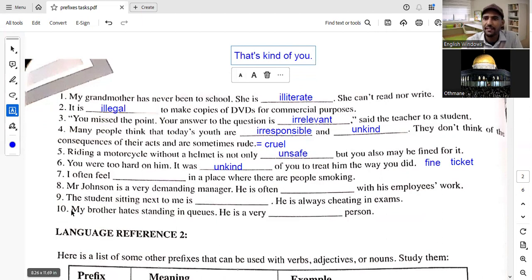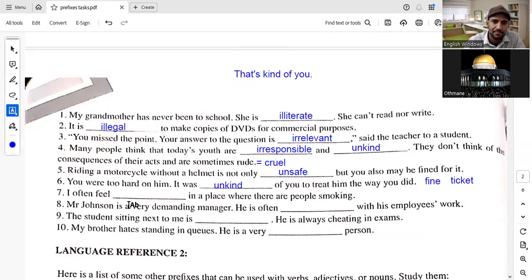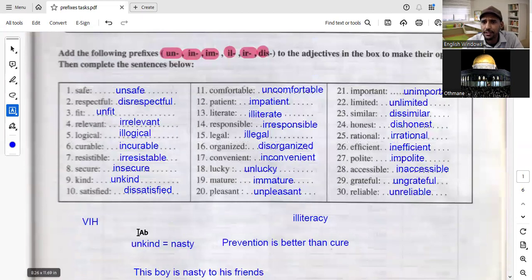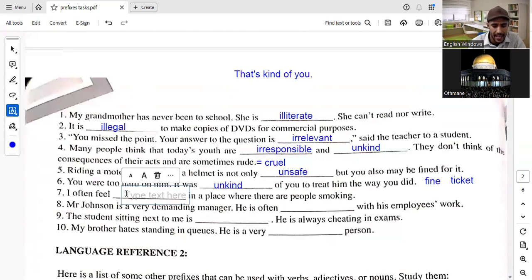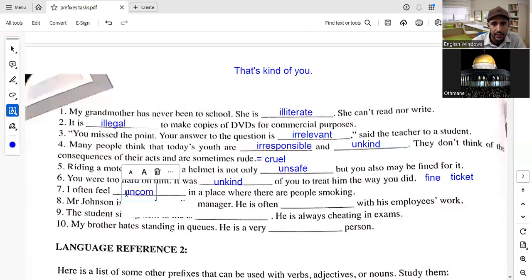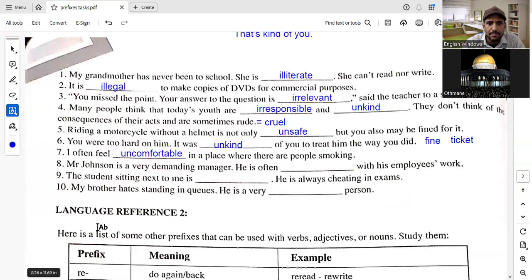Okay. Number 7, I often feel in a place where there are people smoking. How do you feel? Uncomfortable. Very good. I don't feel comfortable. So I feel uncomfortable in a place where, especially when people, you know, guys, are smoking in a public space.